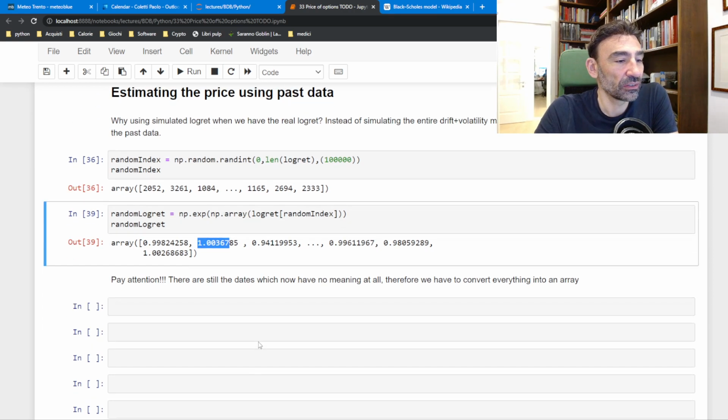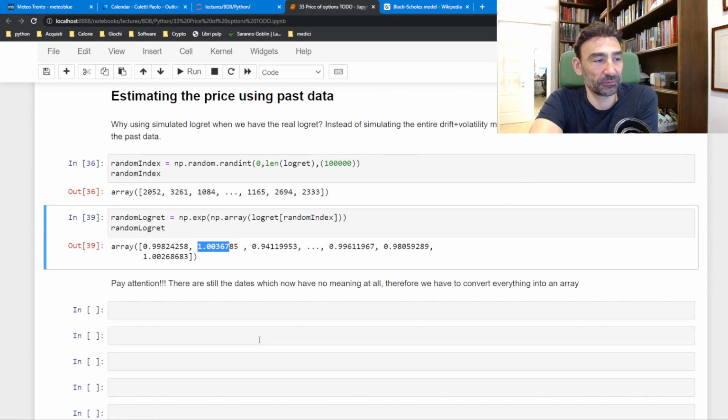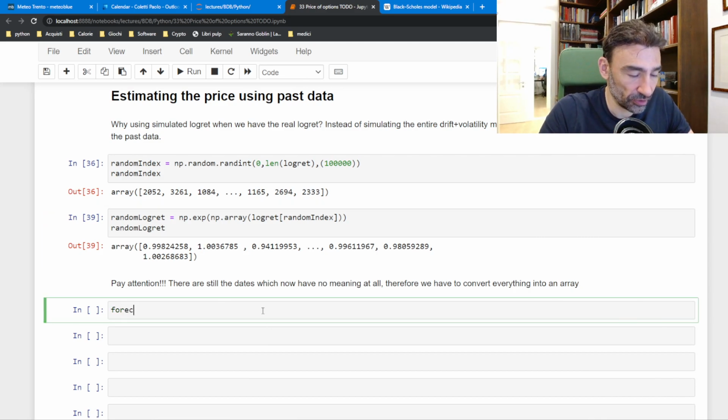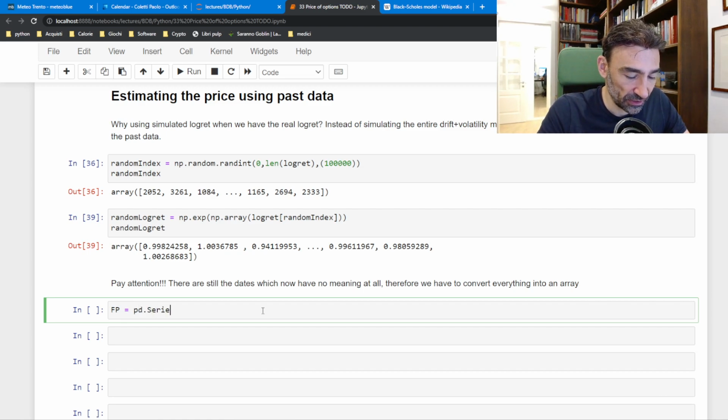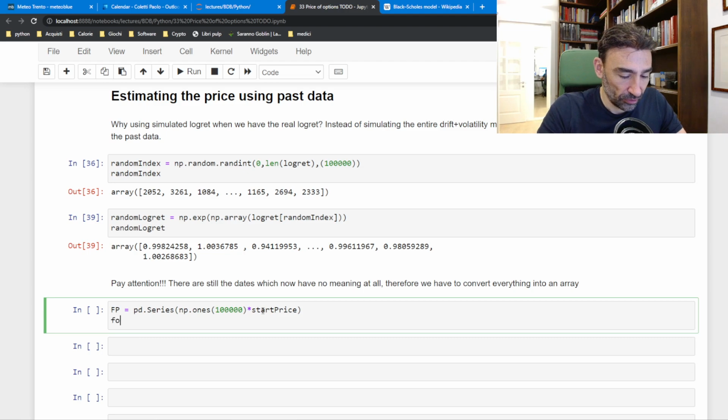So now, let's put everything together. FP is forecasted price, I am tired of writing it. FP equal pd.Series of np.ones of 100,000 multiplied by start price. As usual, this is the usual thing. Now for i in range 1, 51.